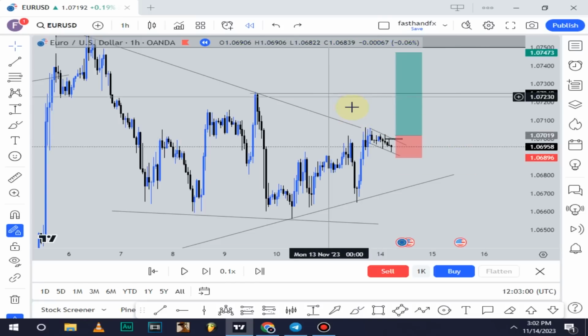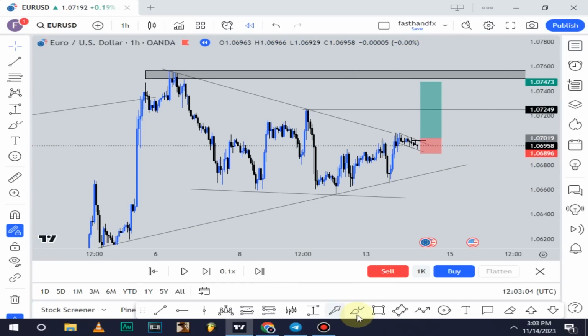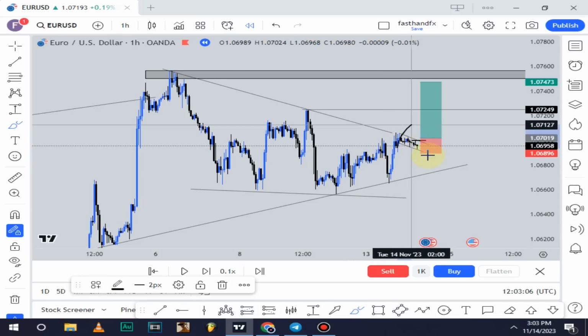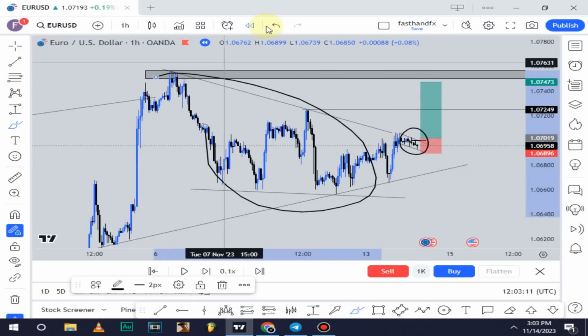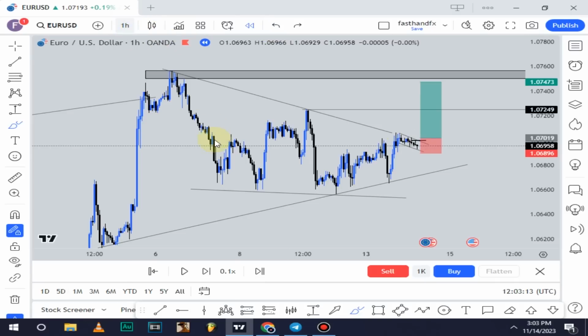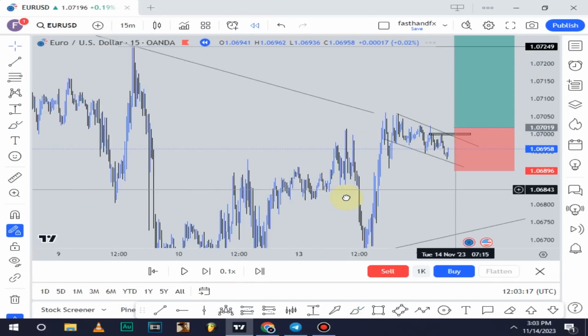All right, so look at this. Most people were looking for sales, but just ignoring that mini bullish flag right here could cost you, and the bigger version could cost you, guys. So I went to the 15 right there. At the 15, this is what was happening.